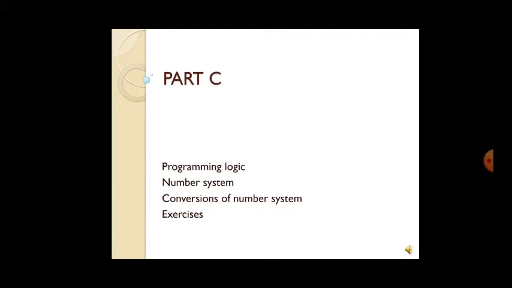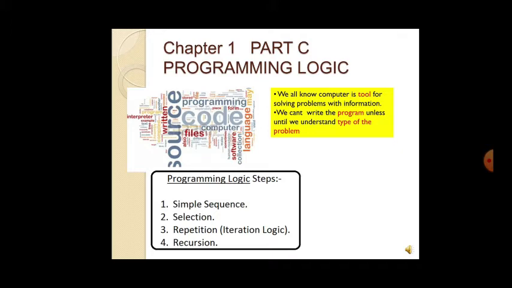Next, we are going to continue with part C, that is the programming logic, number system, conversions of number system, and exercises. So, chapter 1, part C, programming logic. We all know that computer is a tool for solving problems with information. That is obvious. Computer is made a machine to solve the problem.